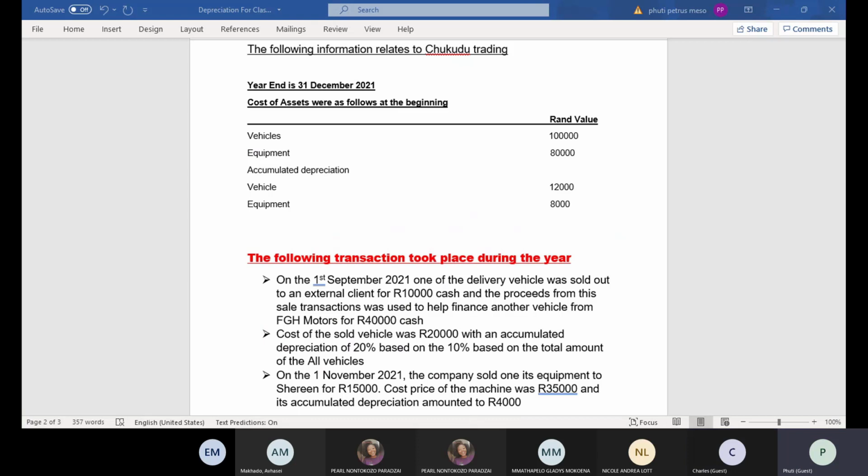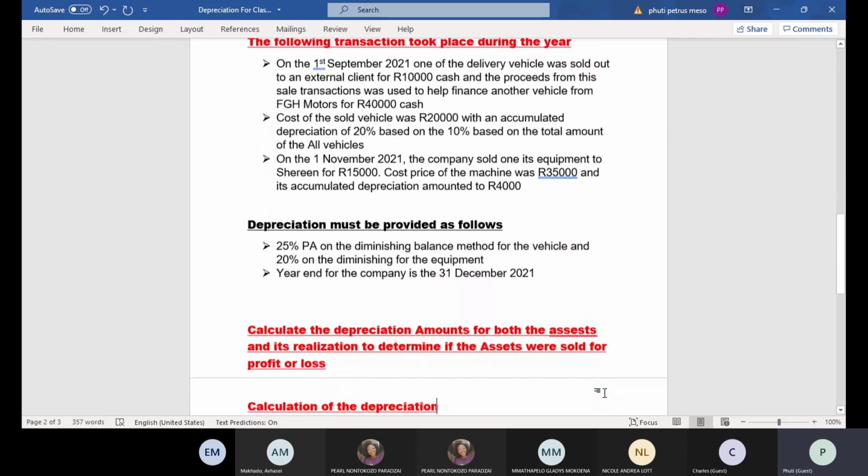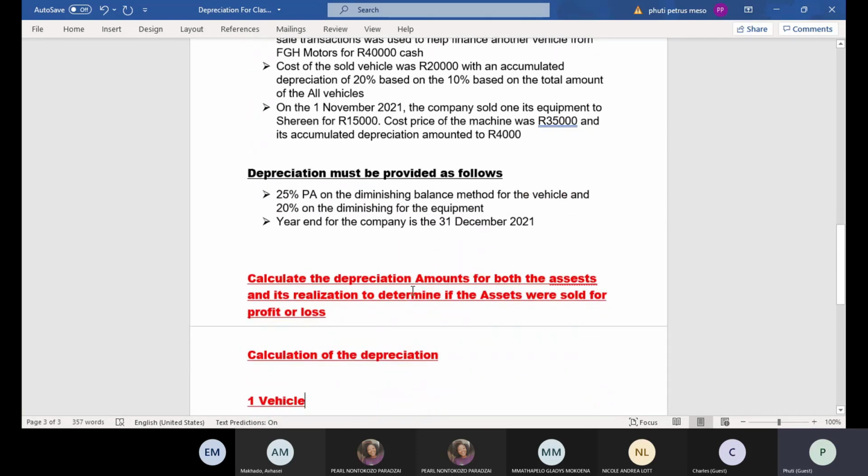Let me give you a bit of advice when it comes to this depreciation part. When you're required to calculate the depreciation, the information will be available to you. But the best thing is to look at what method I am using to arrive at my final answer for the depreciation. Let's go further, because we've seen the cost and the accumulated depreciation. The method says that for the vehicle, it should be the diminishing balance.